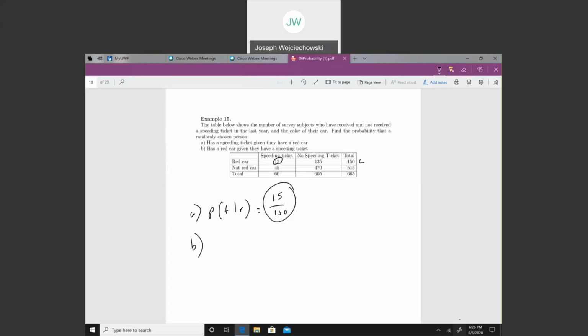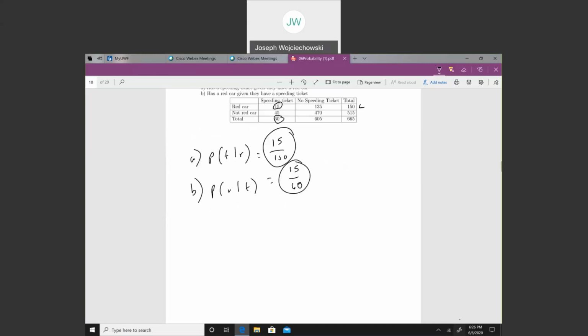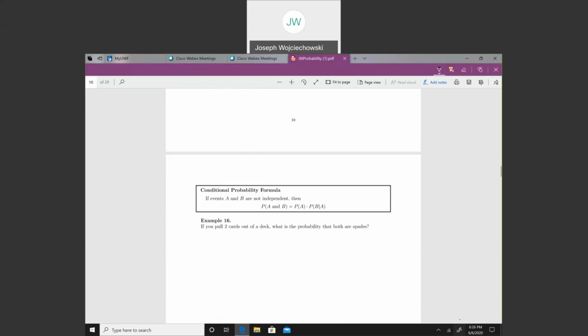And let's look at B. What is the probability that a chosen person has a red car given they have a speeding ticket? Well, in this case, there's 60 speeding tickets, and 15 of them are red cars. So 15 out of 60. And that's how this can change just by the way you look at it. Same data, different way.